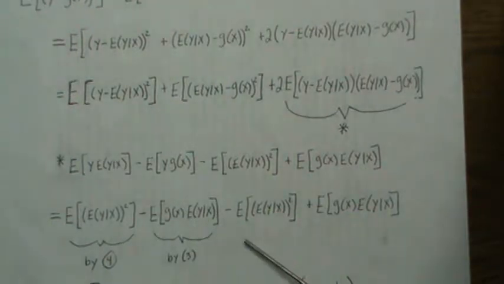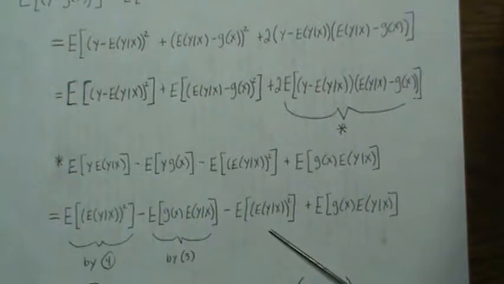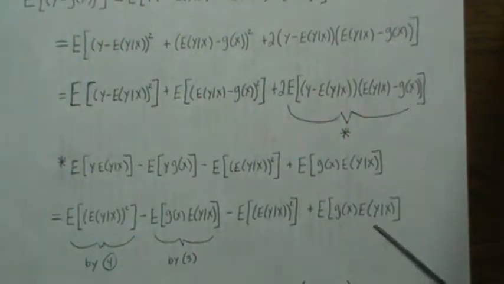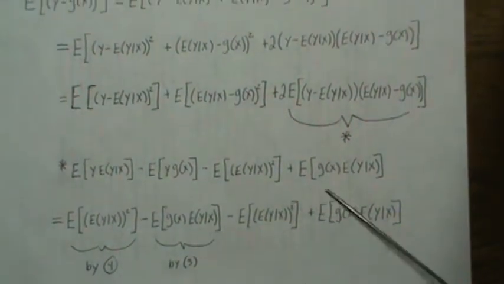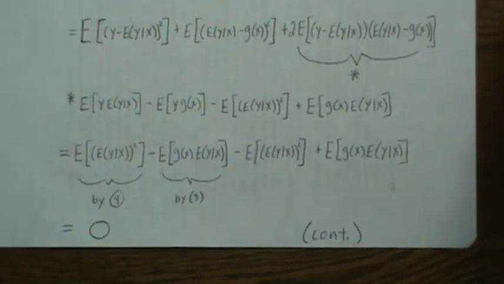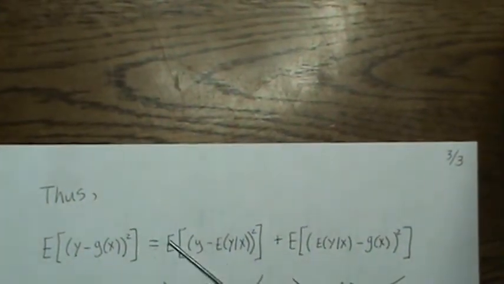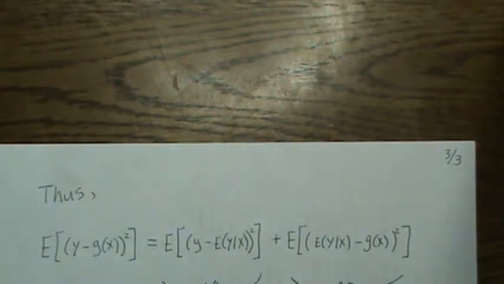But we have this term minus the same term. And then we have this term minus the same term. So this drops out to 0. Okay, so thus, the only thing we have are these 2 terms. This term over here dropped out.